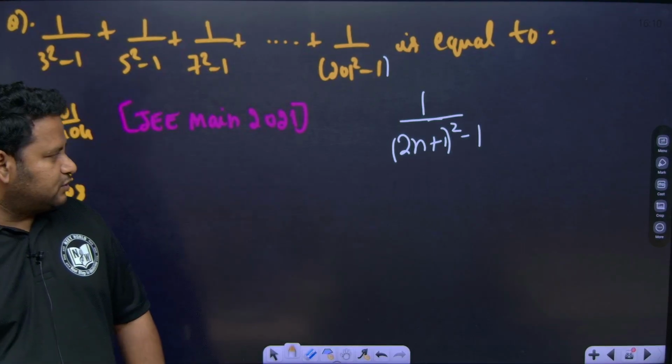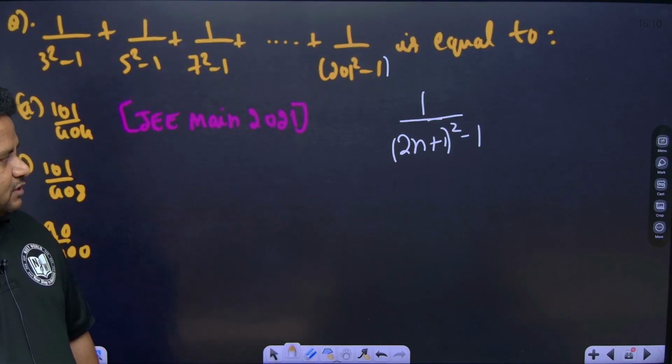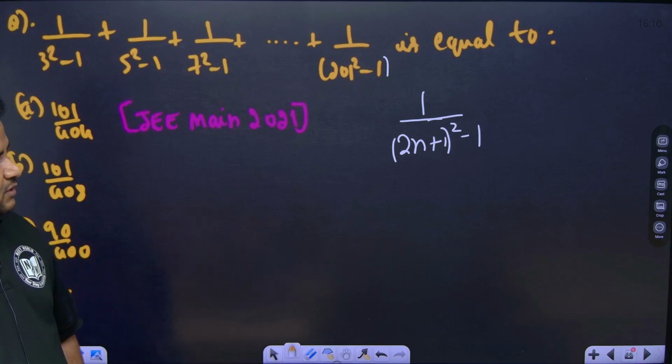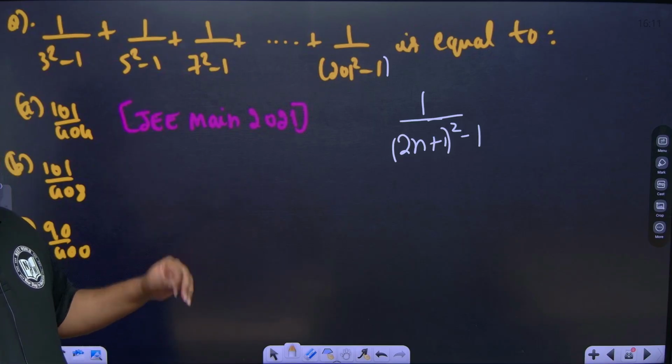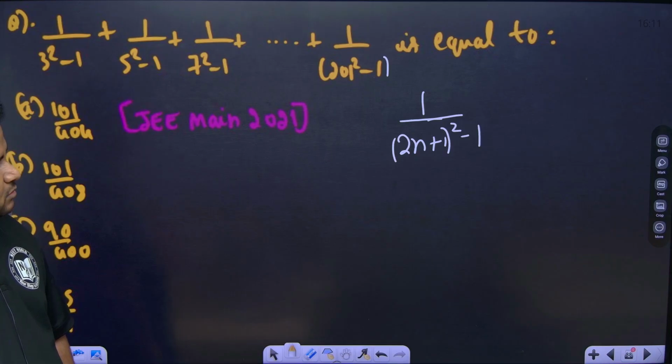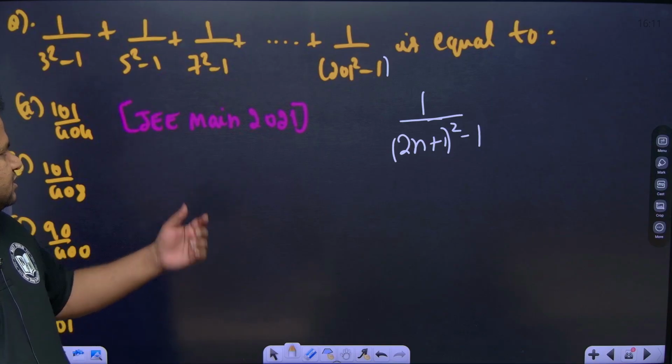If I put n is equal to 1, I will get 3. If I put n is equal to 2, I will get 5. If I put n is equal to 3, I get 7. So this is the general term. So what can we do with this? To get 1, nothing can be done. We will keep it as it is. Can we do anything with this? 2n plus 1 whole square. It gets complicated if we do square. Not required. So this is the general term.